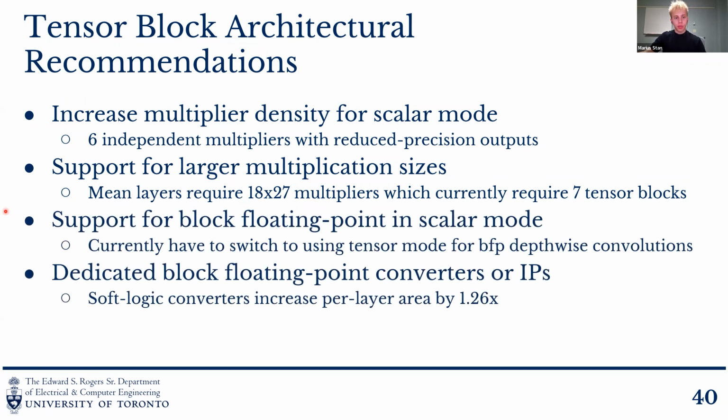Two recommendations for block floating point support. Having block floating point support in scalar mode would be helpful, as we currently have to switch to tensor mode for block floating point Depthwise convolutions. And then having some dedicated block floating point converters or IPs would help, as the soft logic converters for just going from floating point to block floating point, which any design will need to implement, increase the per layer area by about 1.26x. So having some dedicated converters or IPs would help reduce this area increase.